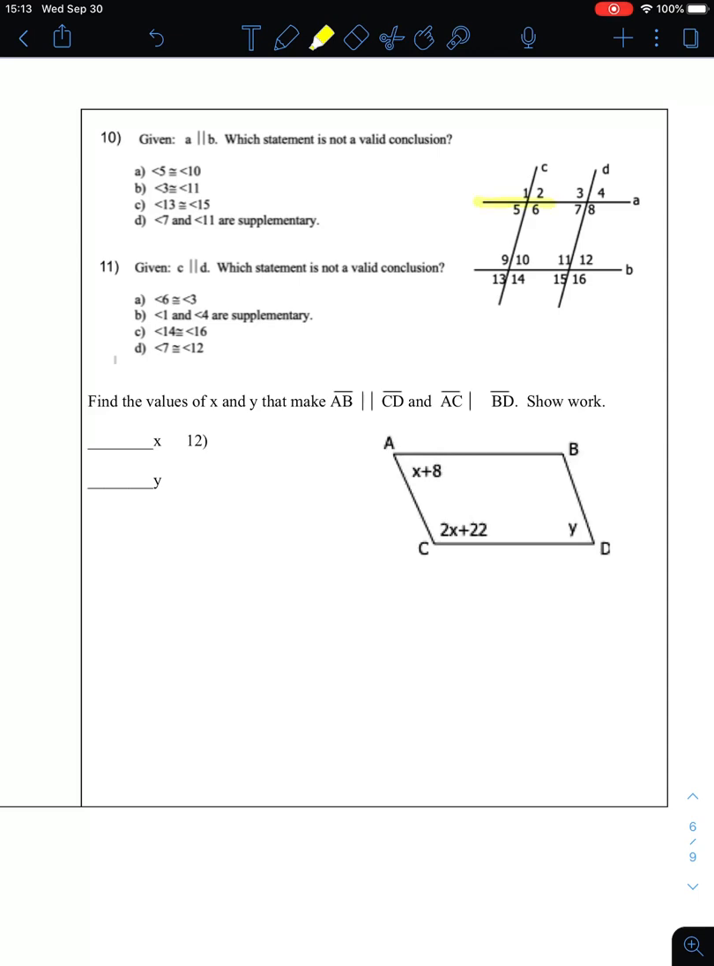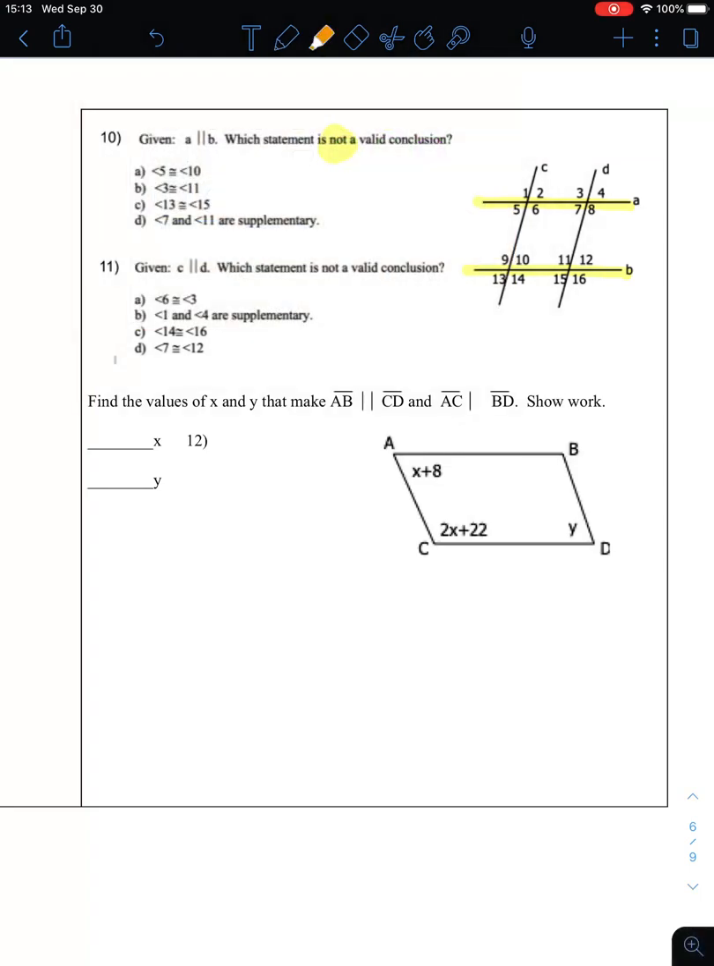So let's look at this one. Given that A is parallel to B, I think it's easier if you highlight them. I am telling you that A is parallel to B. Now, I don't know anything about CD. I know they look parallel, but that doesn't mean that they are unless I give you information that says so. Which statement is not a valid conclusion?